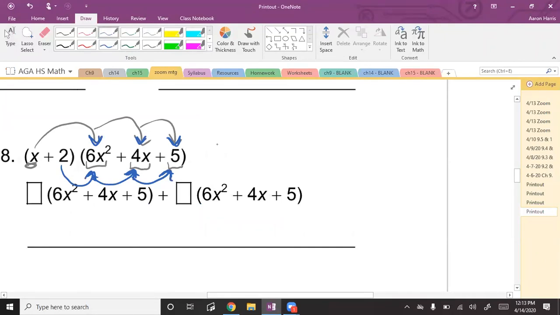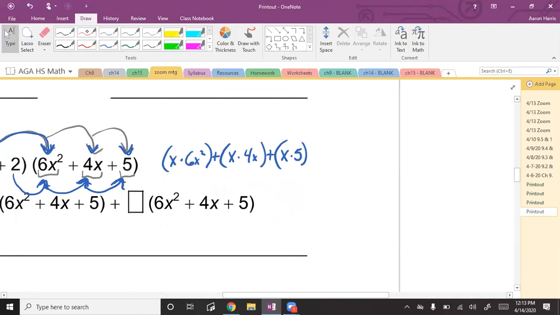So here we go. The first one is x times what? 6x squared. What's the next one? 4x. And the next one's what? 5. Good. So there's my first 3. What's the next one? 2 times 6x squared. And then 2 times 4x. Good. And 2 times 5. Good.